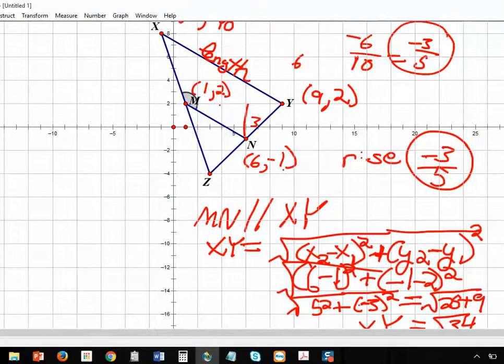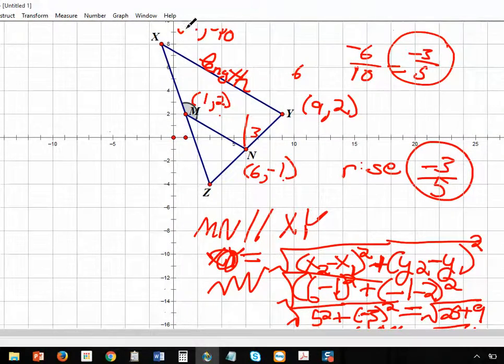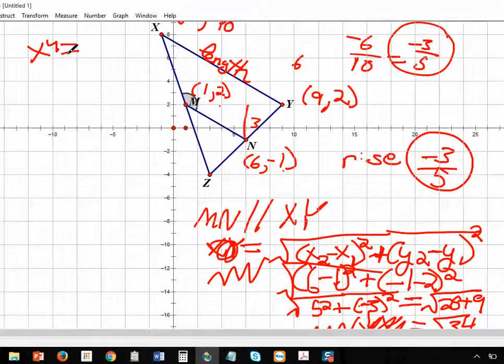Now let's find the length of, oh sorry, that's not XY, that's MN. Now let's find the length of XY. All right, so MN is the square root of 34. Now XY, I'm going to do it over here so we have a little more room, is equal to the same distance formula. You take the x coordinates and subtract them.